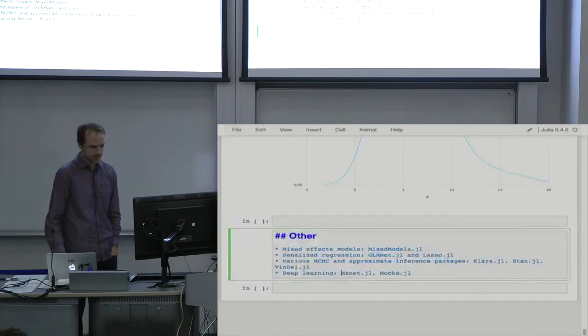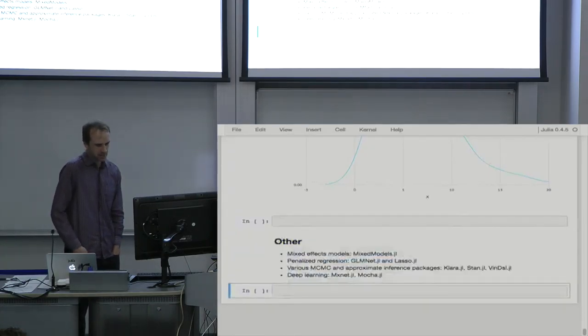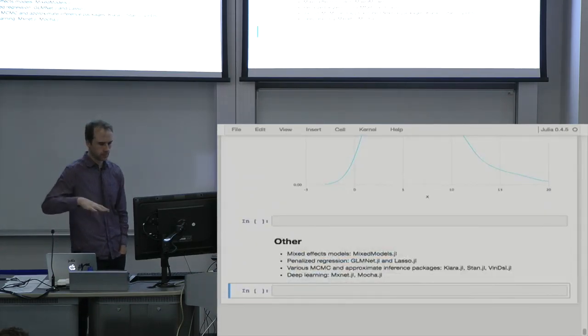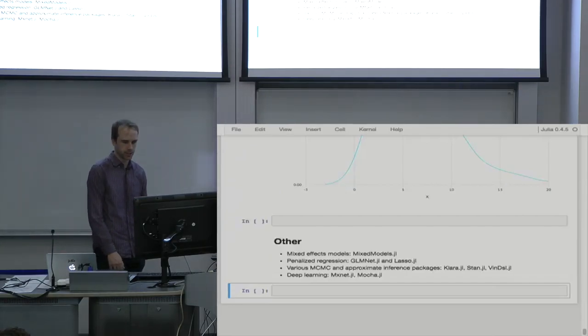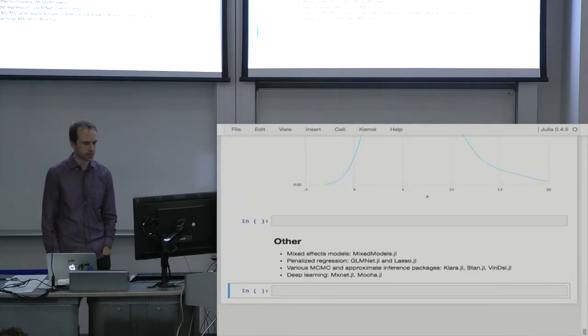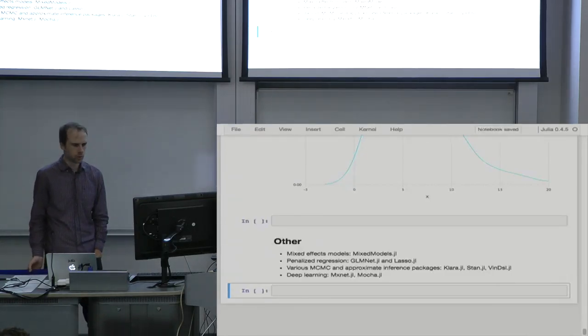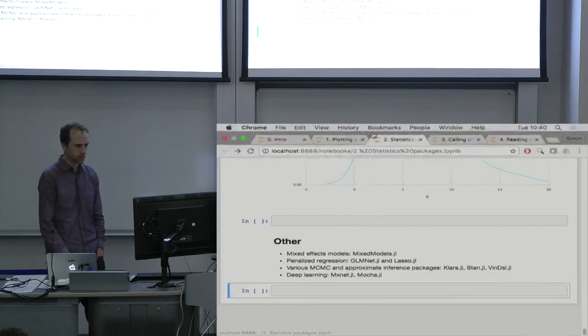And there's a couple of deep learning libraries, MXNet, I think, is the recommended one at the moment. I think it's basically just a wrapper around the library. I mean, for deep learning stuff, you really do need some GPU functionality for anything non-trivial. So Julia's GPU story is still a bit of a work in progress.